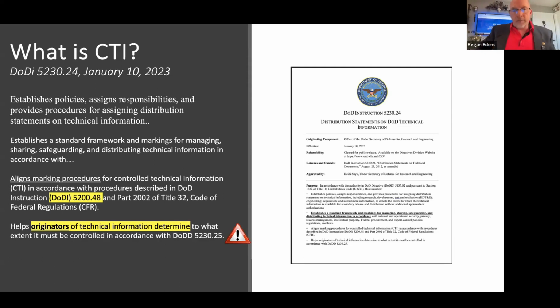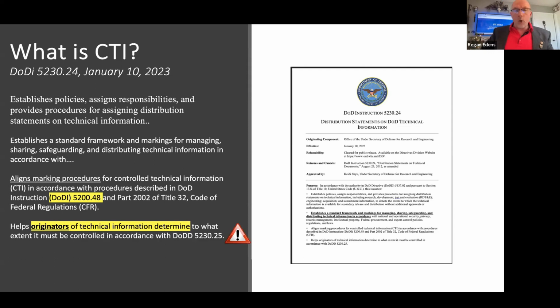Underneath the DoD instruction, it establishes a policy and assigns all of the responsibilities, okay, for procedures for assigning distribution statements on technical information, for identifying what technical information is. It establishes the standard framework and markings for managing, safeguarding, and distributing technical information in accordance with the DoD instruction, DODI 5248, and it aligns the marking procedures with that document and the 32 CFR.